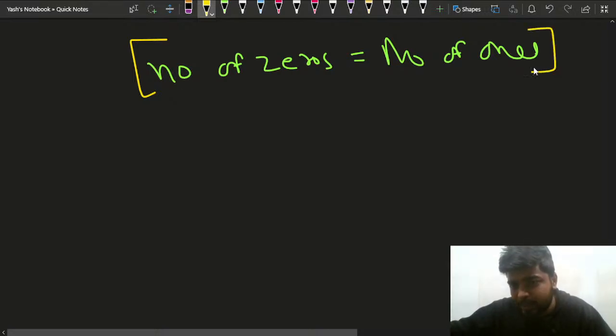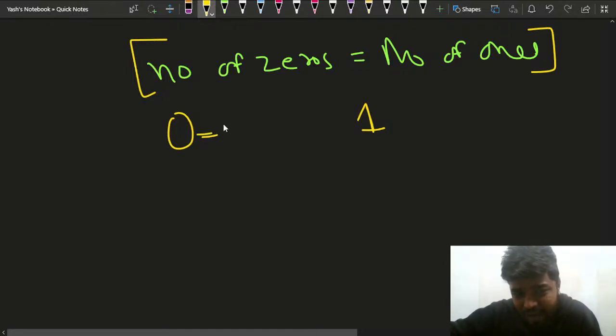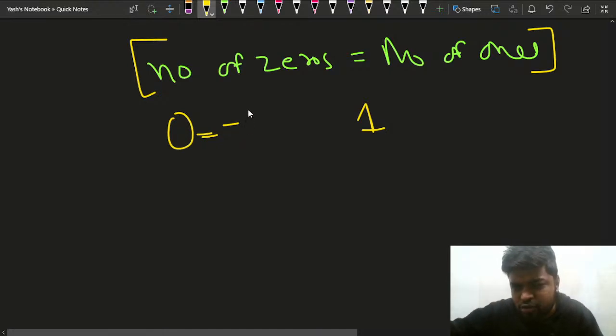So what you can do is, if you have a 1, that's perfectly fine. But if you have a 0, then you just represent it as -1. If you have a 0, you think of it as -1, right? What do I mean by that?